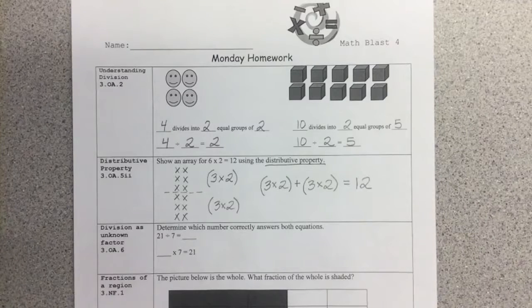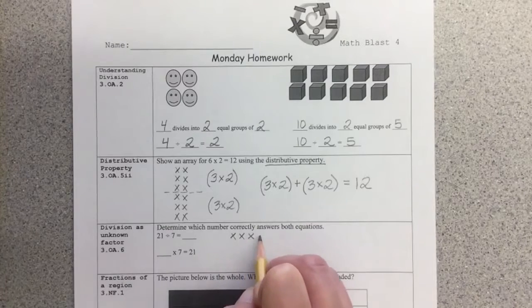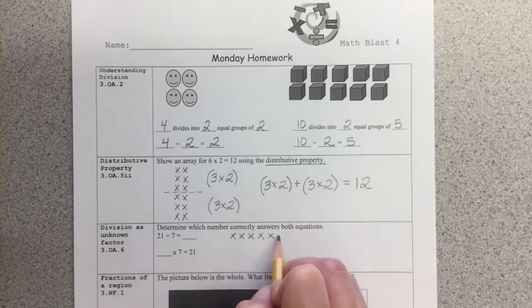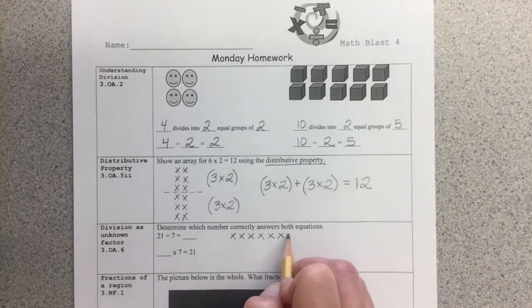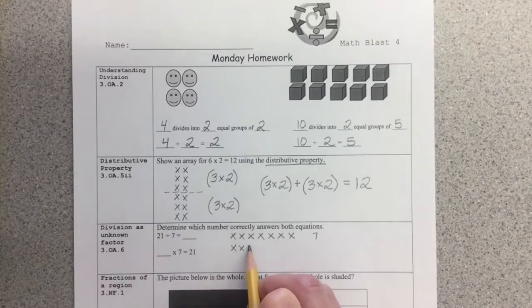Division as an unknown factor. Determine which number correctly answers both equations. 21 divided by 7 equals something. Well, 21 is my total items, and I can divide that into 7 groups or 7 in each group. I'm going to take 21 total items and divide it into 7 items per group. So 7 in a group. There's 7. Here's another group of 7.